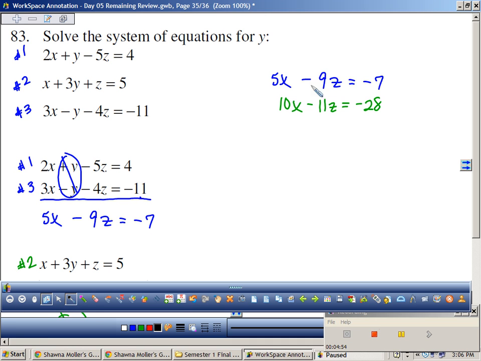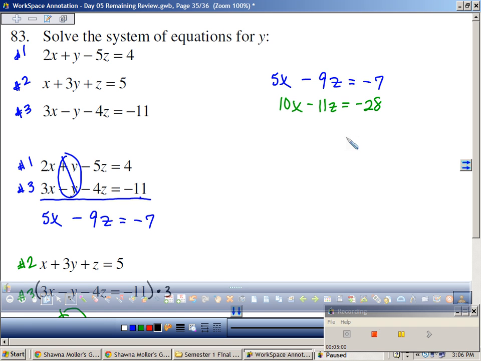Okay, how are we going to solve this one? Not negative 10, but negative 2 to make a negative 10. I gotcha. All right, so if I multiply this one by negative 2, I'm going to get negative 10x plus 18z equals positive 14. I can just add these right together, right? Maybe I'll put them in the same color just so we don't get mixed up. 10x minus 11z equals negative 28.